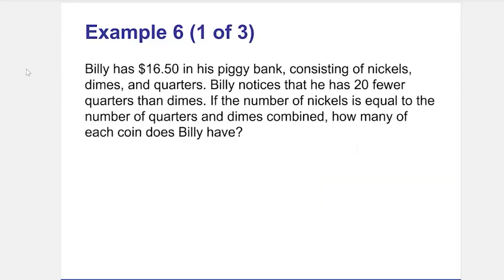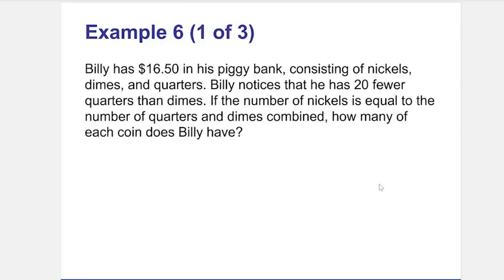So now what we want to do is start doing some examples. So Billy has $16.50 in his piggy bank. And in his piggy bank, he has nickels, dimes, and quarters. Okay. We know that if we add the nickels, dimes, and quarters together, we get $16.50.